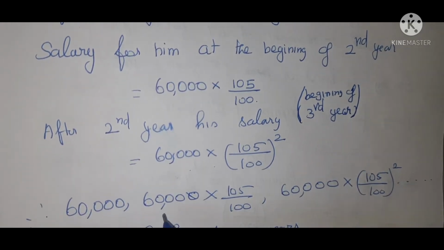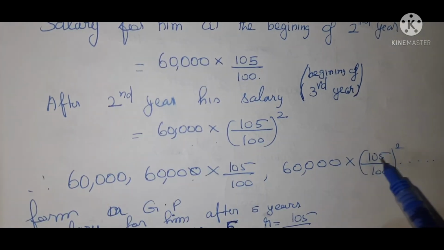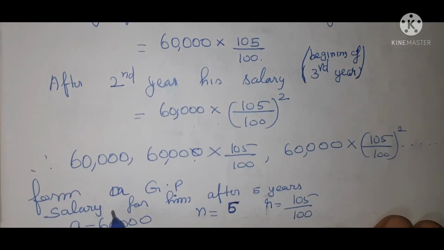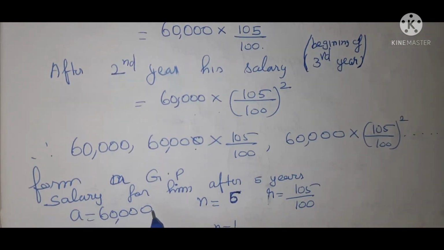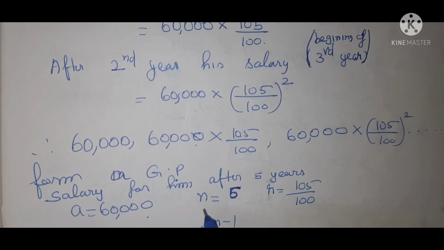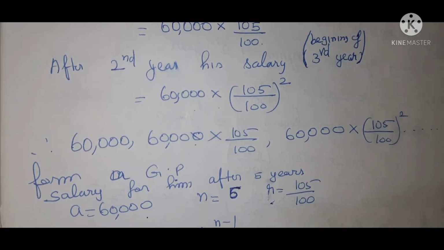Therefore, 60,000 into 105 by 100, 60,000 into 105 by 100 the whole square, and so on form a GP. Salary for him after 5 years: here A is 60,000, N is 6, after 5 years means 6th year. R is 105 by 100.